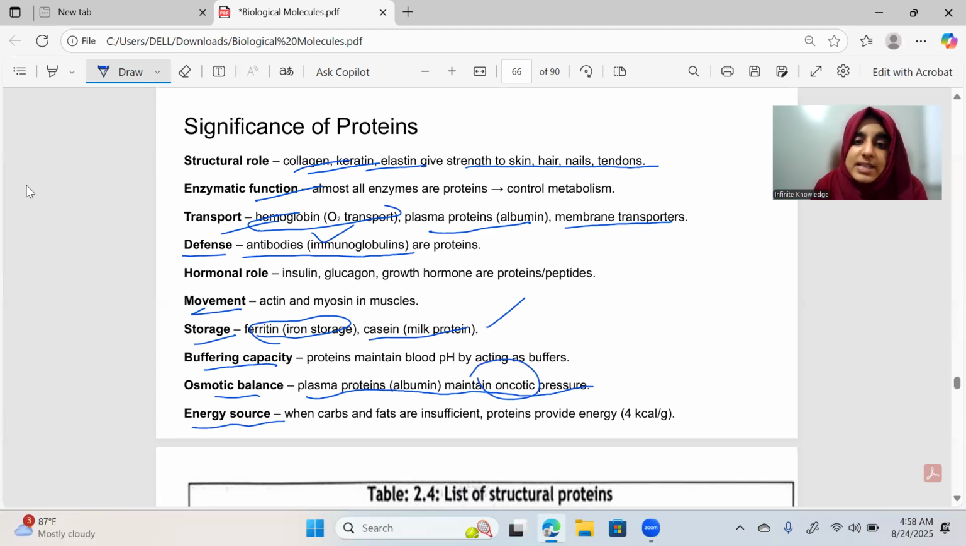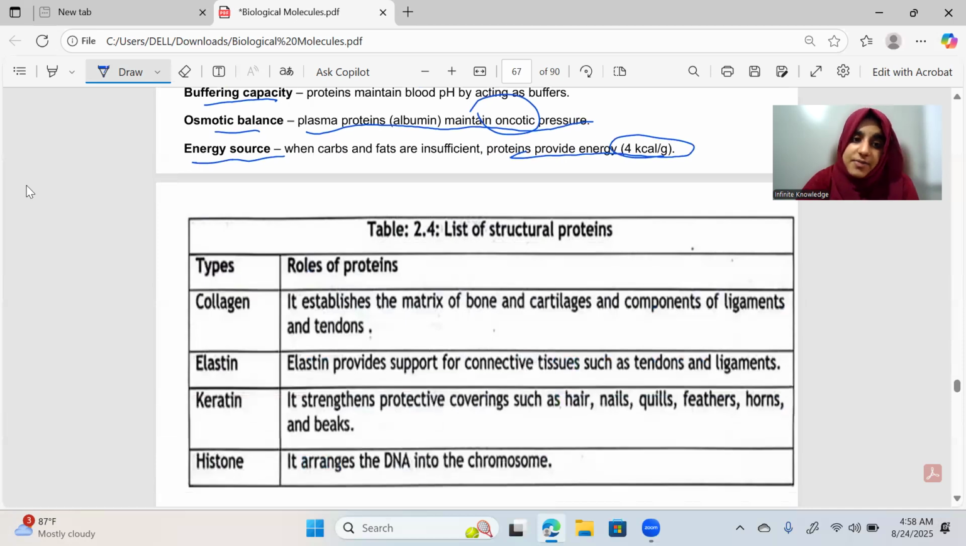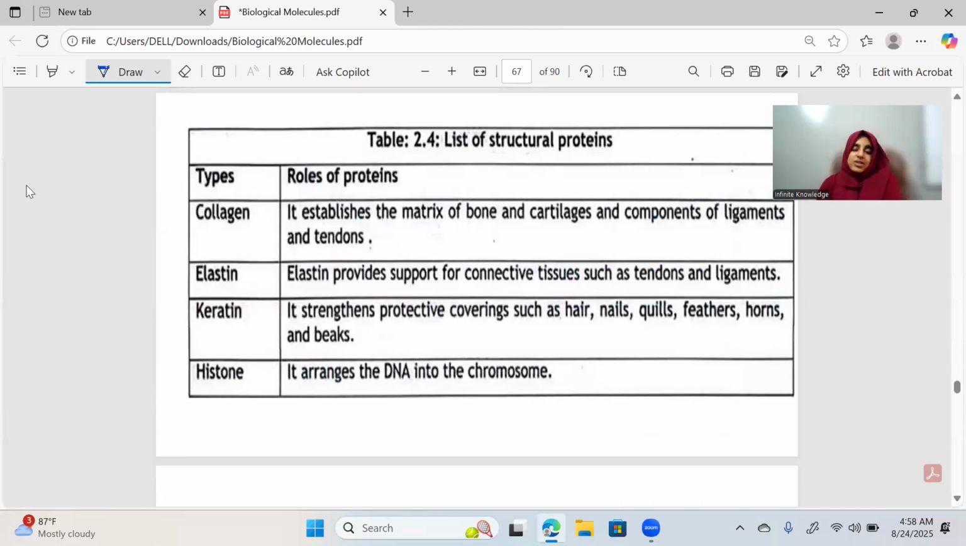And it provides an energy source. Proteins provide the energy of 4 kilocalories per gram when carbohydrates and fats are insufficient in our body. Now, these are the structural proteins. This is the table which I took from the Federal Board Biology. So, the first one I have over here is collagen, a structural protein.